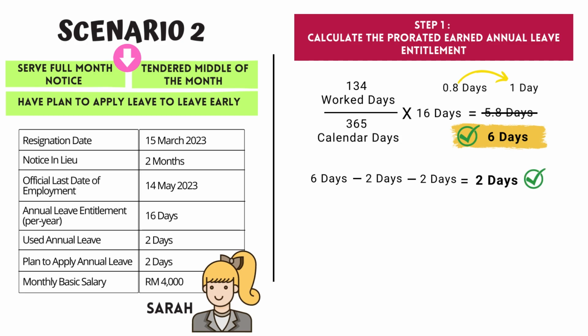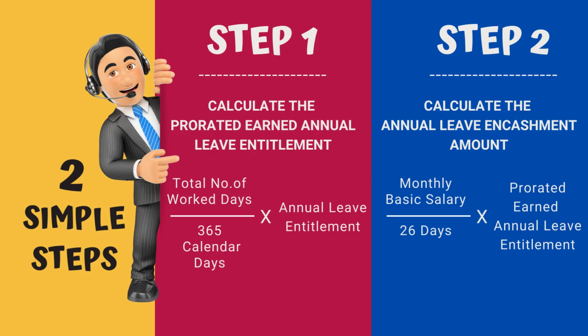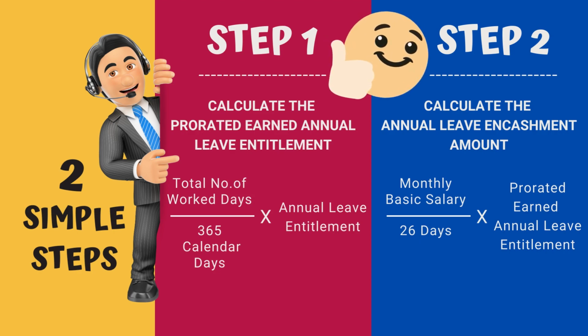Now, let's look at Step 2, which is to calculate the annual leave encashment amount. Take the basic salary of 4,000, divide by 26 days, and times 2 days. So, the total leave encashment amount is 307.69. In conclusion, calculating the leave encashment amount for employees leaving the organization can be a straightforward process.